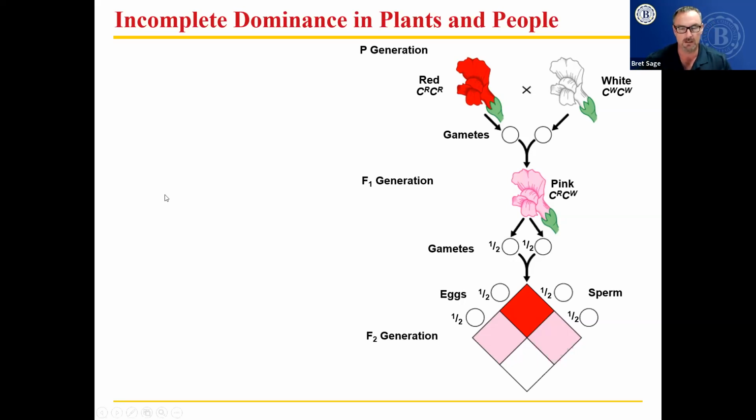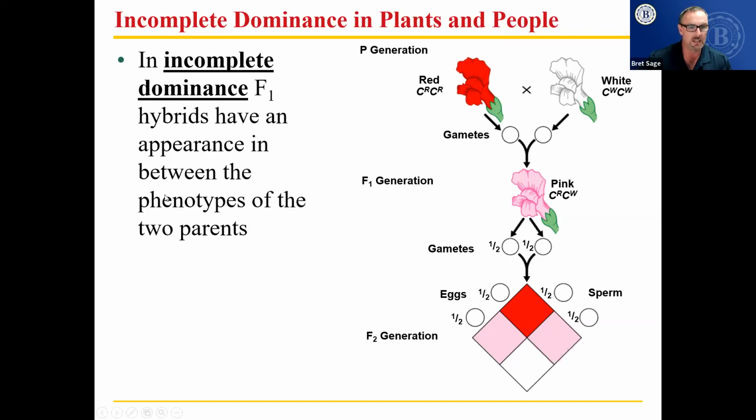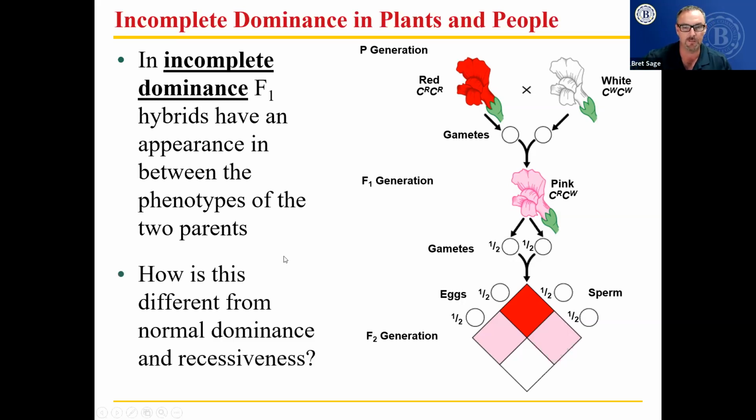That means when you have two very different traits, they blend together with each other, and you see the blended phenotype. In incomplete dominance, the F1 hybrids, that means a blend between the two extremes, have an appearance that's between the two phenotypes of the parents. So red and white makes pink. It's logical. So neither one is dominant. Don't assume red is dominant just because it's the darker color. How's this different from normal dominance or recessiveness? If red were dominant to white, if you had a gene for red and a gene for white, the flower would be red instead of pink.